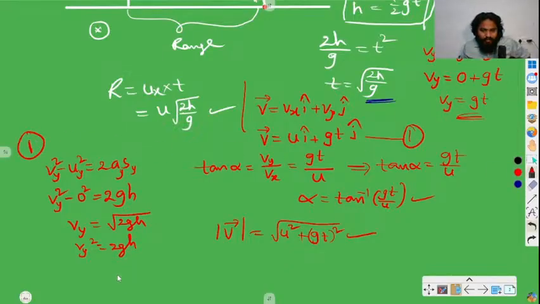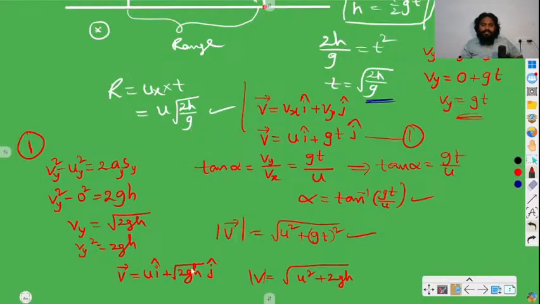Now v bar, the velocity with which it hits the ground, can be written as u i cap plus root 2gh j cap, right? So if you want the magnitude, what is the formula? V equals root of u square plus vy square, which is 2gh. This is the magnitude formula for the vector. Likewise you can easily find the velocity at the point of hitting. It looks like v square minus u square equals 2gh only, right?